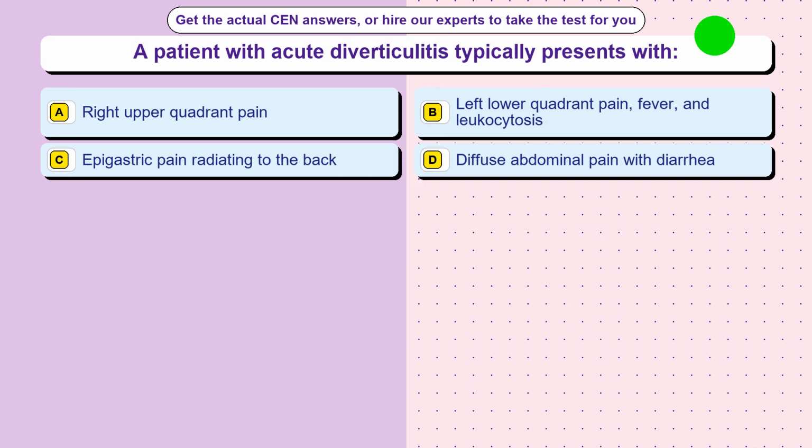Question 2. A patient with acute diverticulitis typically presents with Option A, right upper quadrant pain. Option B, left lower quadrant pain, fever, and leukocytosis. Option C, epigastric pain radiating to the back. Option D, diffuse abdominal pain with diarrhea.